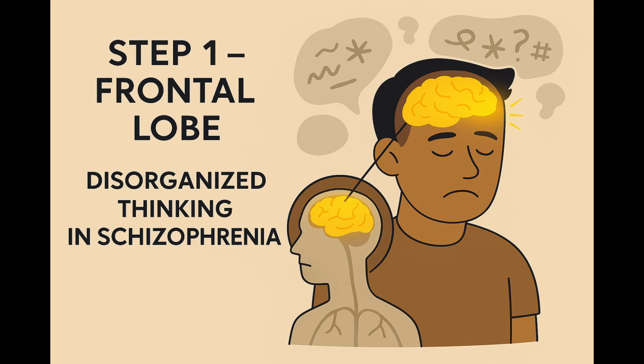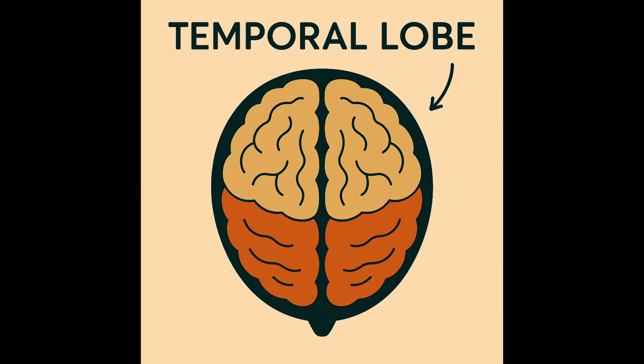in social situations. Step 2: Temporal lobe, auditory hallucinations in schizophrenia. In the animated image, the temporal lobes are highlighted on both sides of the head, just above the ears. These brain regions are responsible for processing sound, language comprehension, and memory. For people with schizophrenia, the temporal lobe often shows abnormal activity, especially in an area called the auditory cortex. This overactivity can cause the brain to generate voices or sounds internally, which the person experiences as if they are coming from the outside world, a phenomenon known as auditory hallucinations.